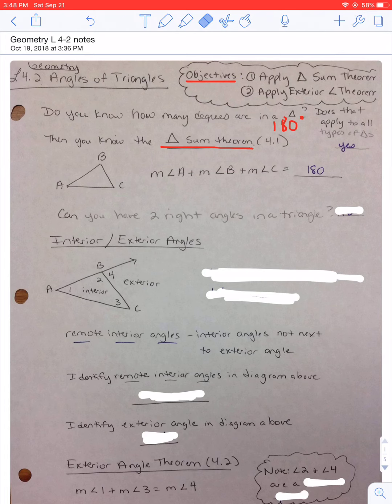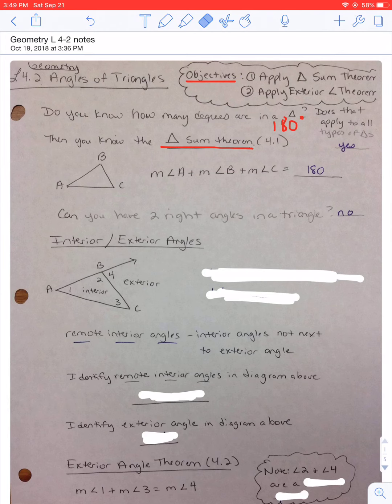Can you have two right angles in a triangle? Yes or no? So pause the video for a second and decide what your answer is. And then once you've got an answer, replay the video. Okay, the answer you should have gotten is no, because if you have two 90-degree angles, that already adds up to 180, and we know that a triangle has 3 angles in it. So if 2 of them are already taking up the 180 degrees, there's no way you can have 2 right angles in one triangle. You can't draw it. So the answer is no.